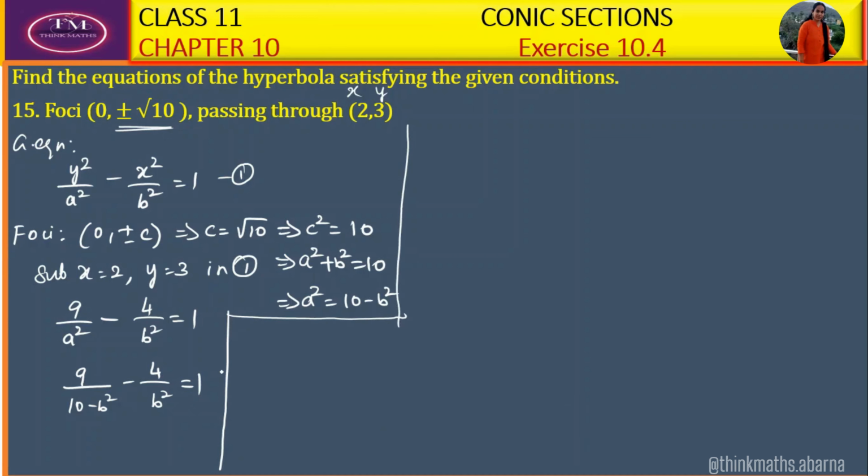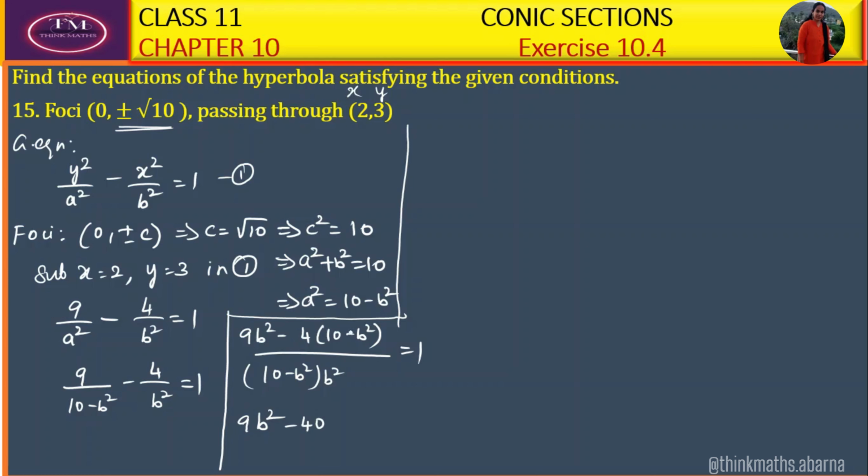Okay. Now cross multiplying and taking LCM as 10 minus b square into b square. So it will be 9b square minus 4 into 10 minus b square divided by 10 minus b square into b square equal to 1. So in the numerator we have just cross multiplying and solving the numerator. So numerator is 9b square minus 4 into 10 is 40, minus into minus is plus, 4 into b square is 4b square equal to, just cross multiplying, this 10 minus b square into b square will be here. So 10 minus b square into b square.